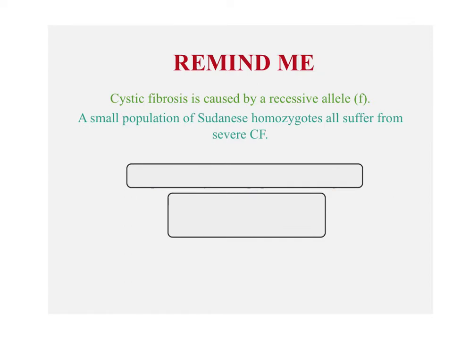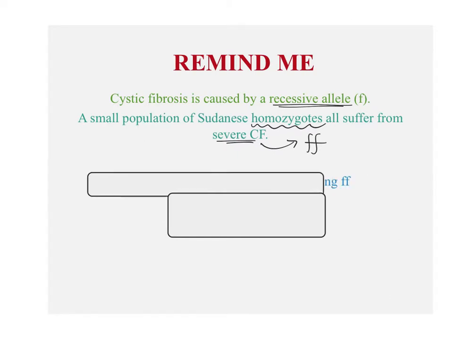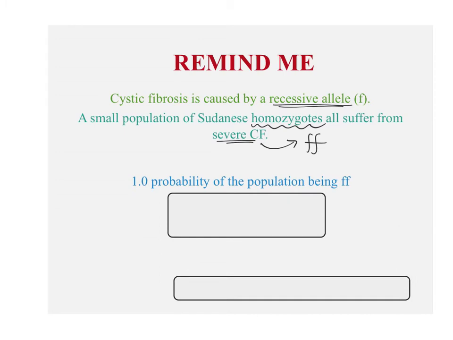Okay. So hopefully it was not too tricky a question for you. Now it tells you in the question that cystic fibrosis is a recessive allele caused disease, which means that homozygotes that suffer from cystic fibrosis are going to have two small f's as their genotype. This means that there's a probability of 1 of the population being homozygous recessive.